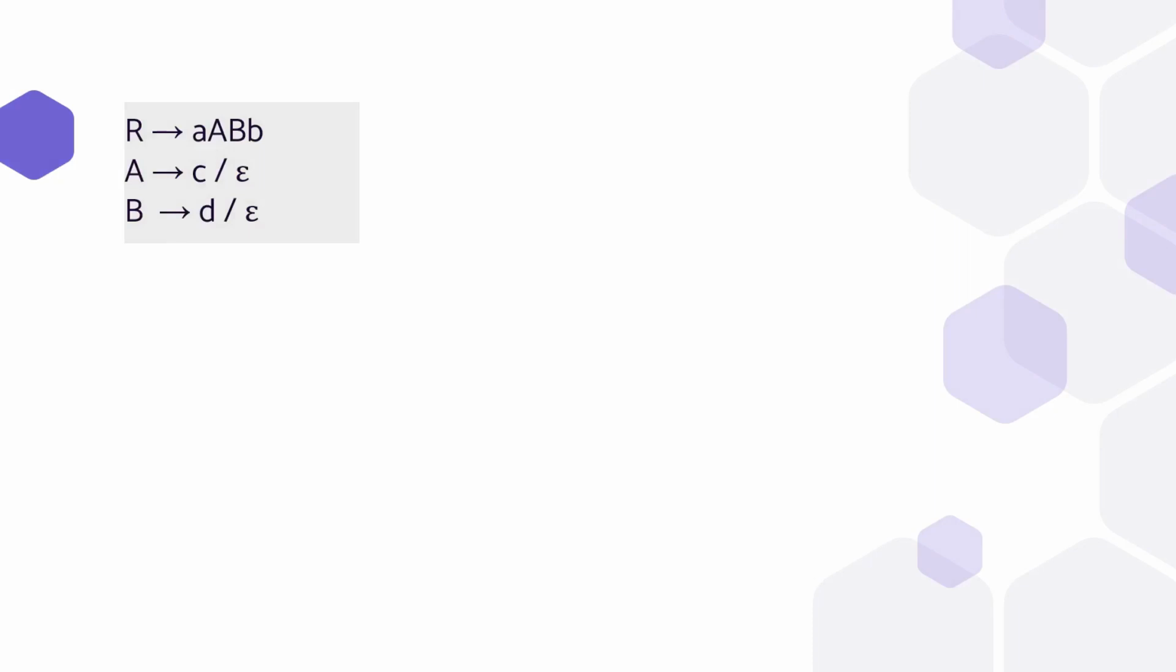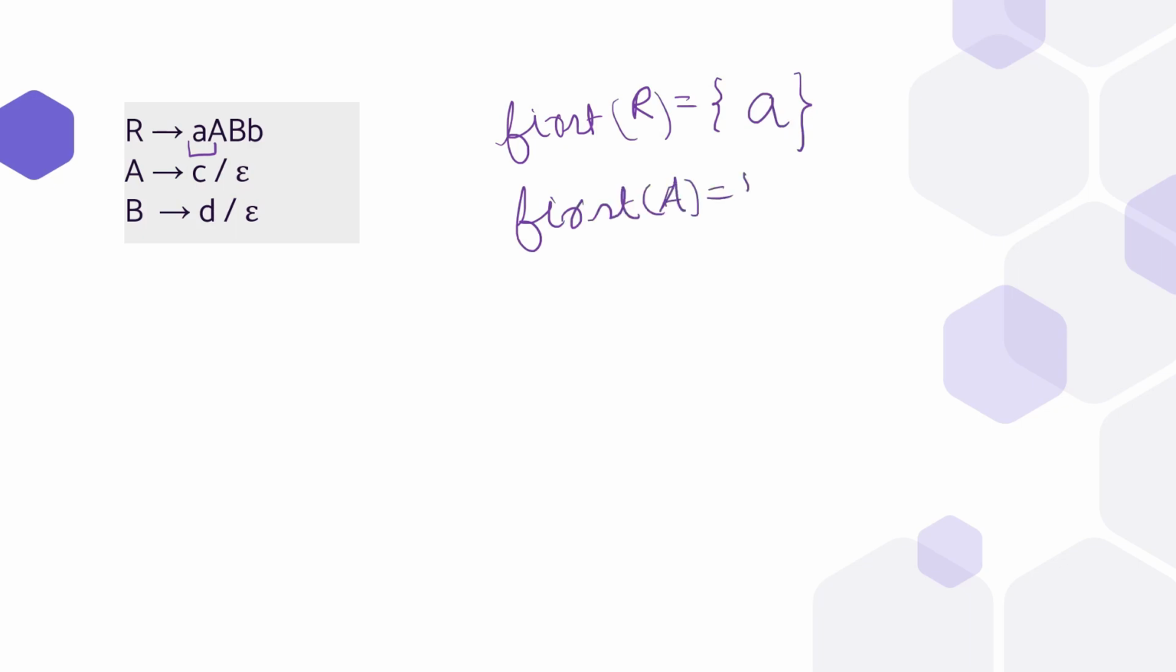Let us take another example where we will be finding the first of R. Here you can see that the first terminal in the production of R is A. That's why the first of R is A. Similarly, the first of A will be C, so we will write C, and the next term would be epsilon. Similarly, the first of B will be D, and the second term will be epsilon.